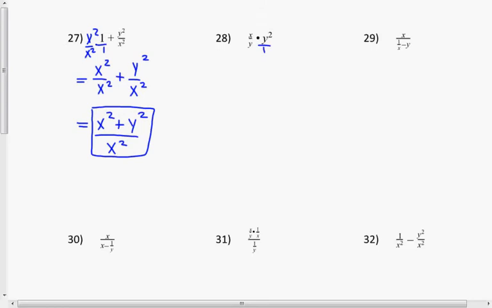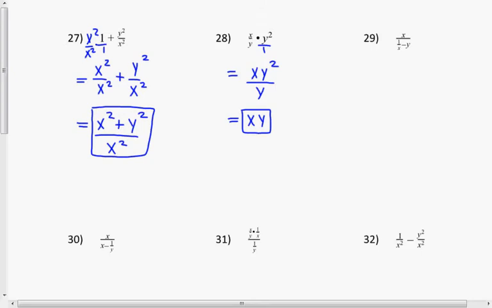For 28, the product of the numerators is xy squared. The product of the denominators is y. And so the factor of y in the denominator cancels with one of the factors of y in the numerator, leaving xy for the answer.